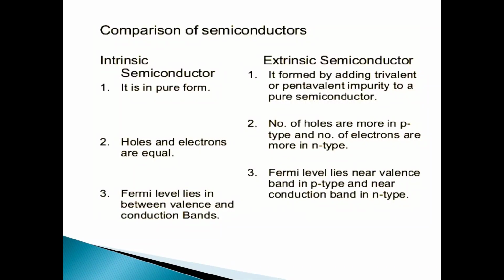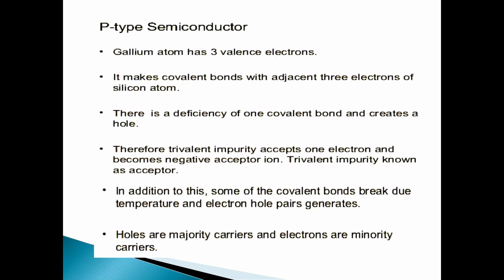Now in case of intrinsic semiconductor, the Fermi level lies in the middle of the valence band and the conduction band, while in the extrinsic semiconductor, the Fermi level depends upon the doping. That is, for N-type semiconductor, the Fermi level moves towards the conduction band, while for P-type, the Fermi level moves towards the valence band.